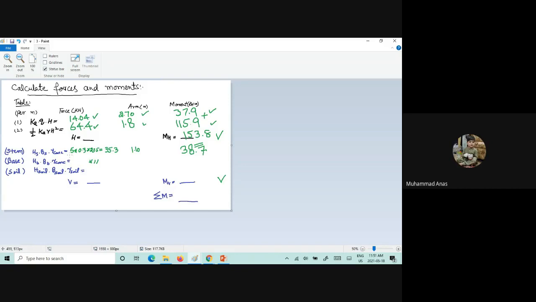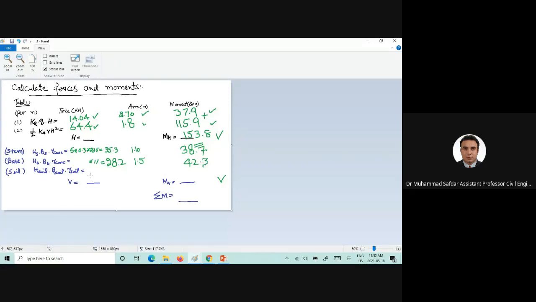28.2. Okay, 28.2. Yeah, that's correct. How about the lever arm? 1.5. It would be 1.5. Good. How about the moments? 42.3, sir. 42.3. Okay.